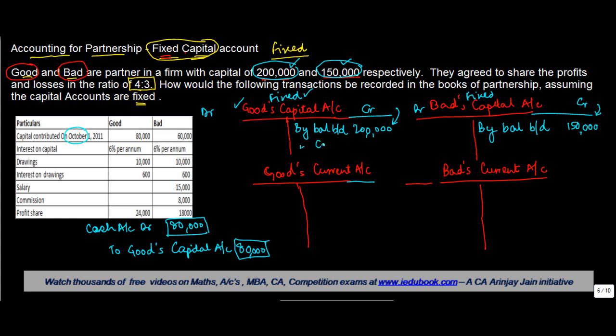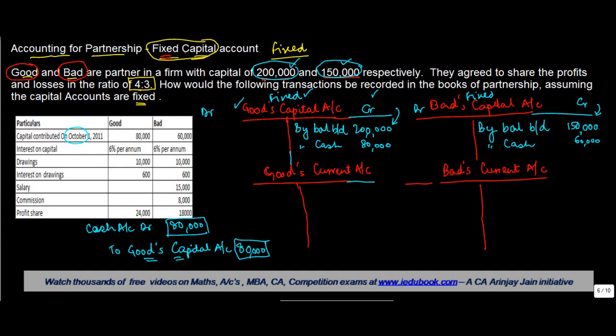Introduction and withdrawal of capital has to be adjusted in the fixed capital account. So you write down by cash 80,000. Similarly, you've got cash for Bad also, so you will write by cash 60,000. So when Good's capital account is credited, I pass an entry on the credit side by cash.